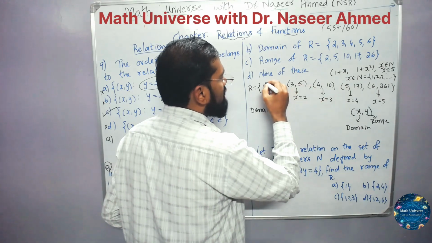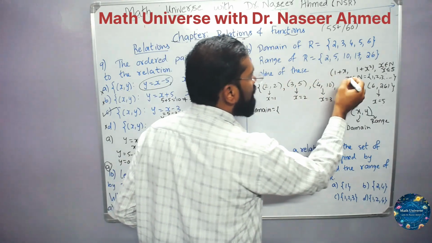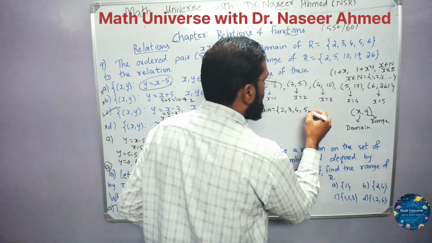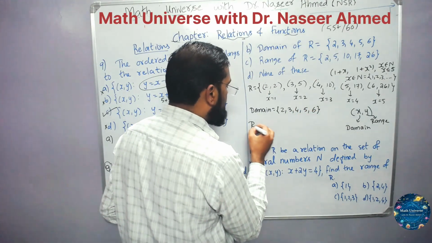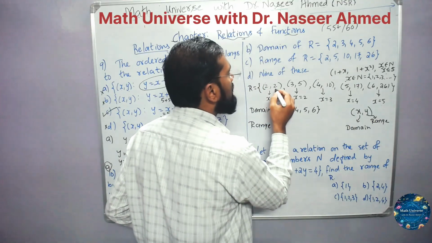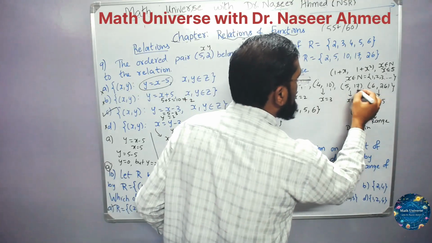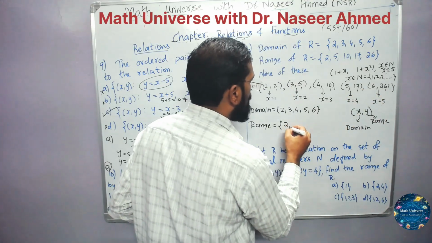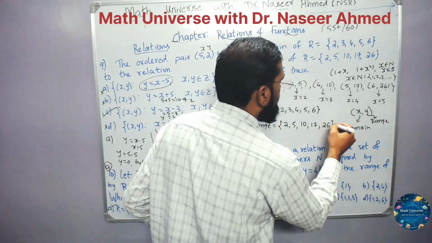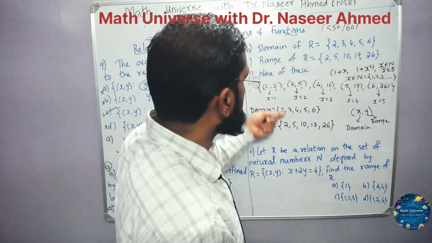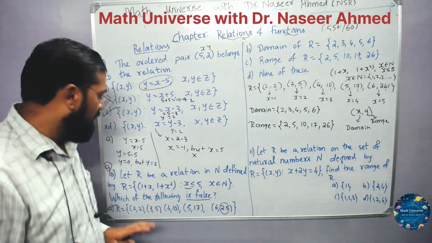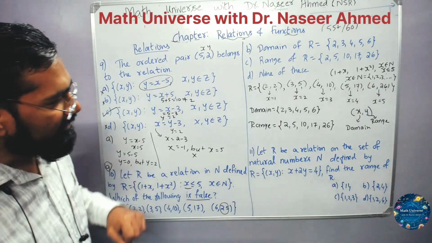See this relation, the first elements of the ordered pairs are 2, 3, 4, 5, 6. That will be our domain: 2, 3, 4, 5, 6. Whereas the range will be the second elements of the ordered pairs, that is 2, 5, 10, 17 and 26. And yes, you can see both are the same. B and C are correct, but you want the false one. I hope this is clear. Now let us move on to the next.